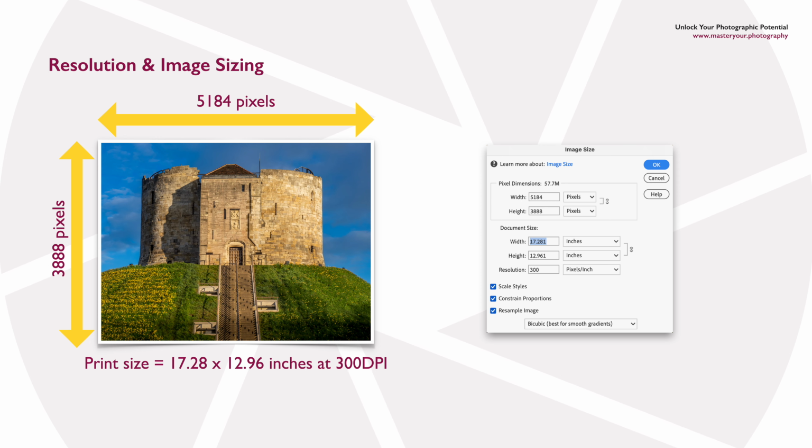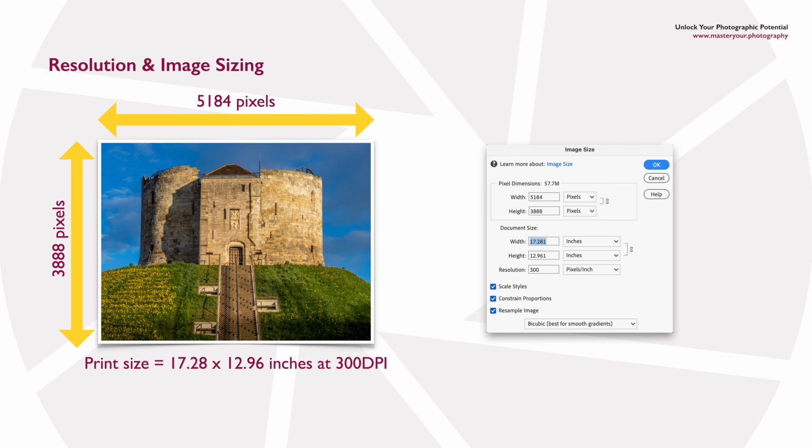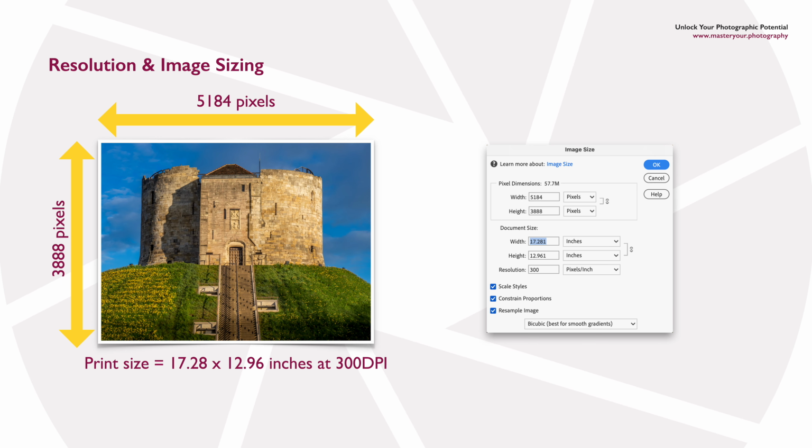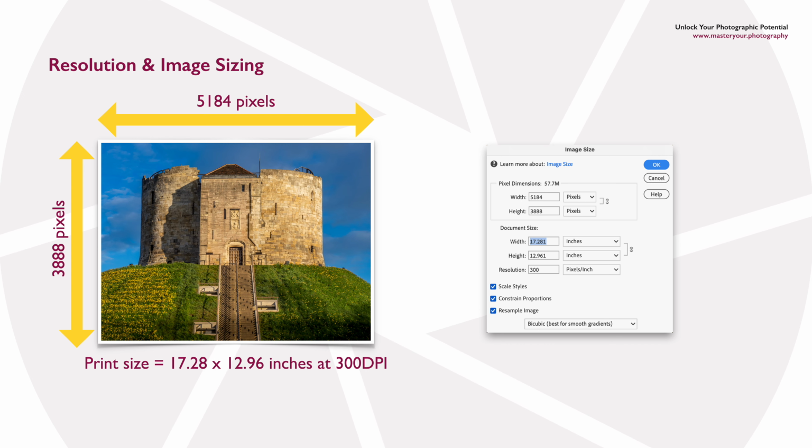We would usually have this box ticked as it is here, because what that means is any resizing we do, it will do proportionally to both the horizontal and vertical dimensions. If you don't have that box ticked, then you can end up stretching your image either one way or the other and basically distorting everything.